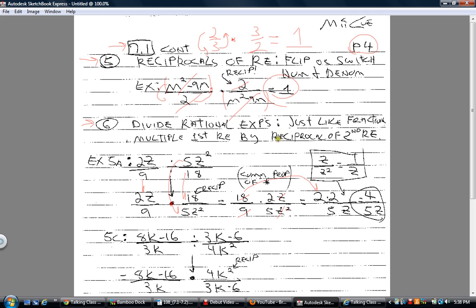There's 1 divided by z left over. So then you've got the 2, 18 divided by 9 is 2, 2 times 2 is 4, 5 times z is 5z, and you're on your way.